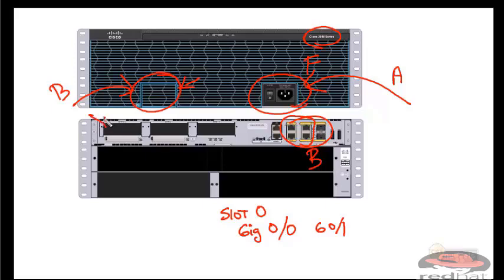If we added modules to these slots, we would go ahead and refer to those interfaces. For example, if we put a 2-port serial interface here, it could be, and I'm not sure on this model, but let's say this is slot 0, that's slot 1, and slot 2.